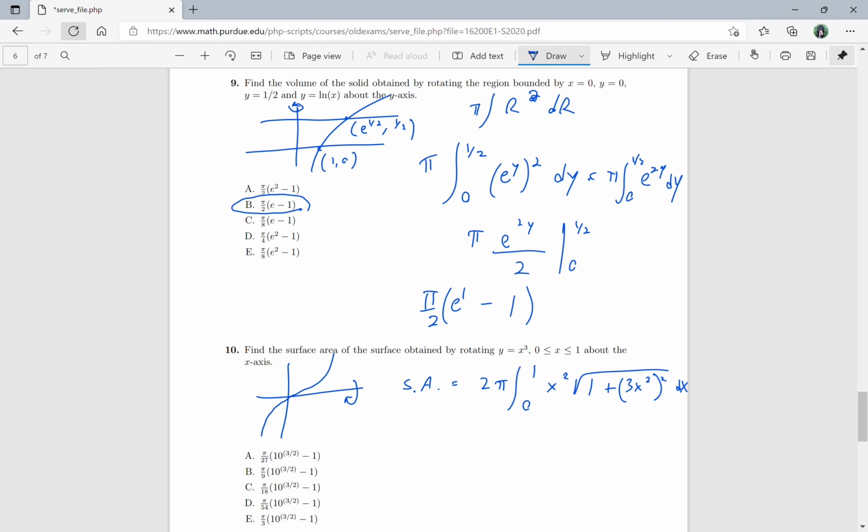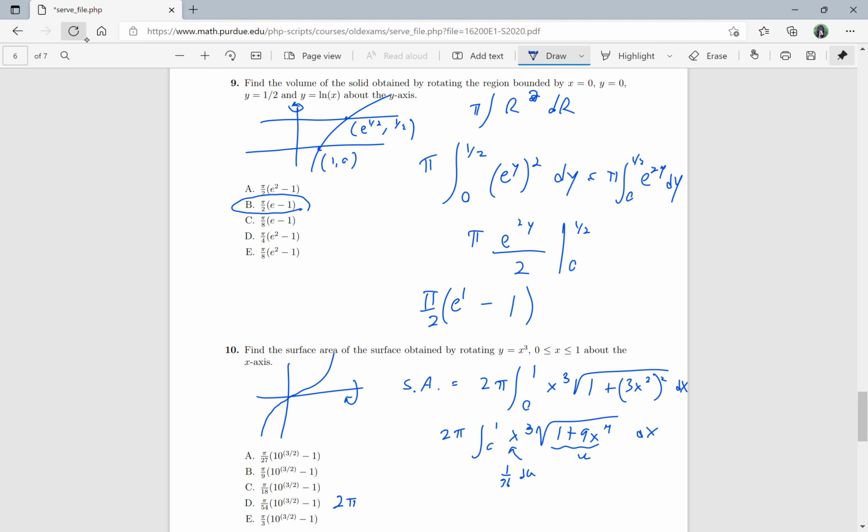And this is going to be a u substitution. We're going to have square root of 1 plus 9x fourth, and this will be our u. And this will be the du. Those are third powers. 1 over 36 du.